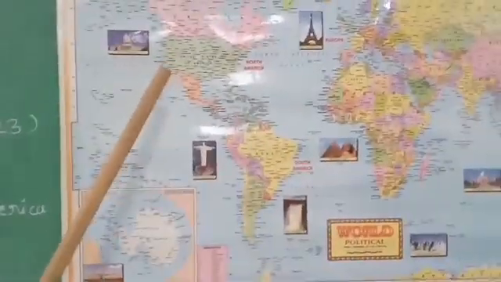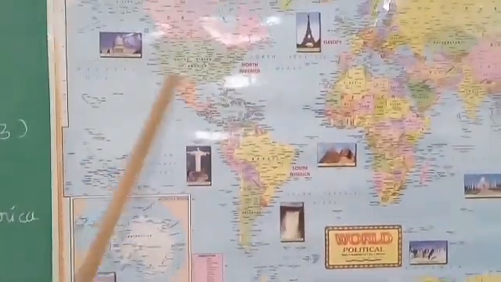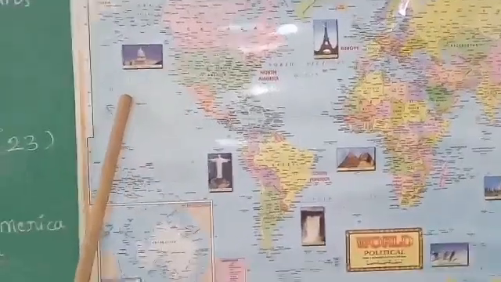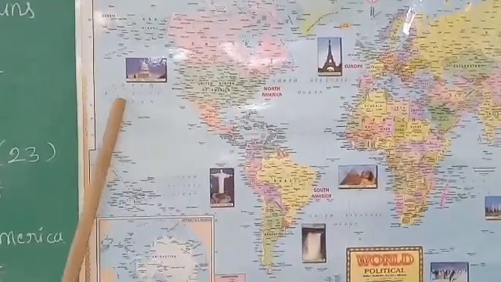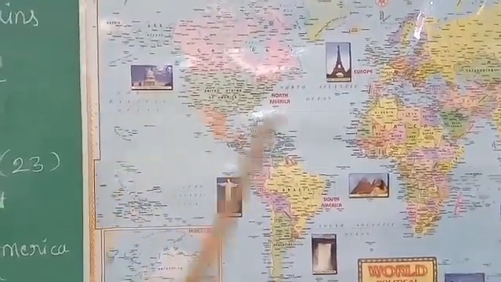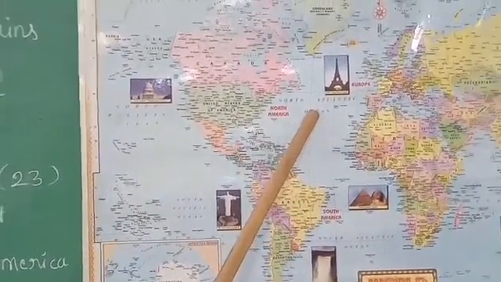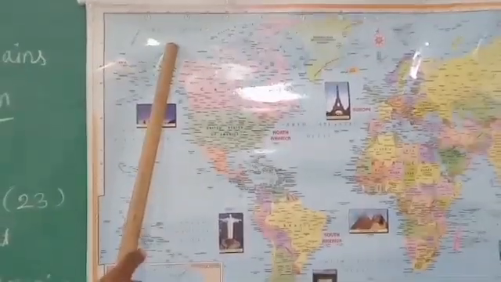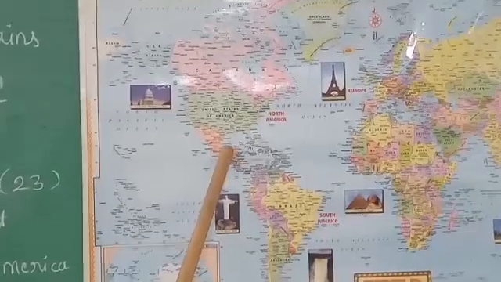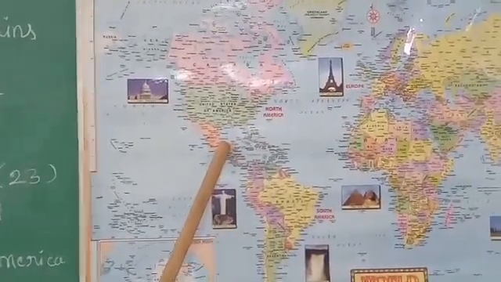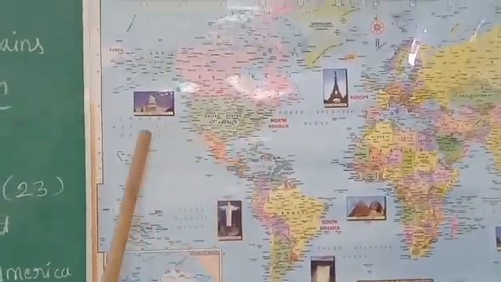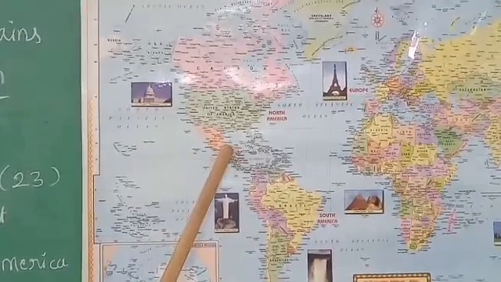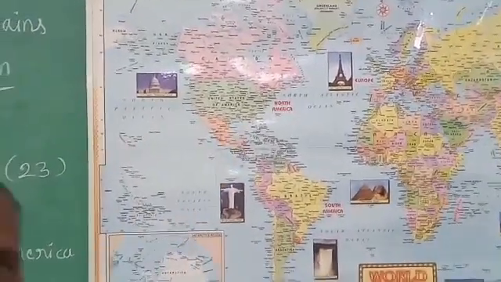This continent is surrounded by the Pacific Ocean on the western side, the Atlantic Ocean on the eastern side, and the Arctic Ocean on the north side. In the south side is the Gulf of Mexico.